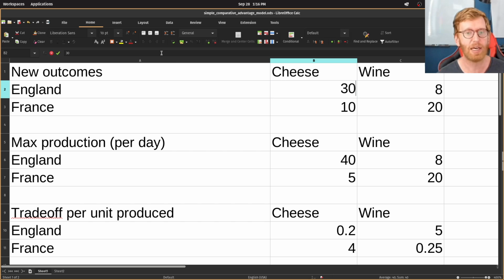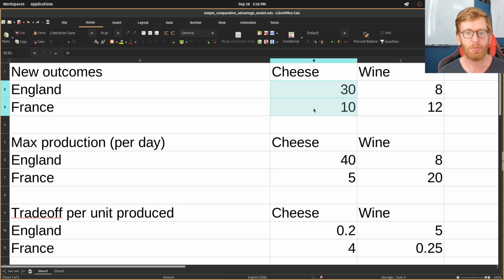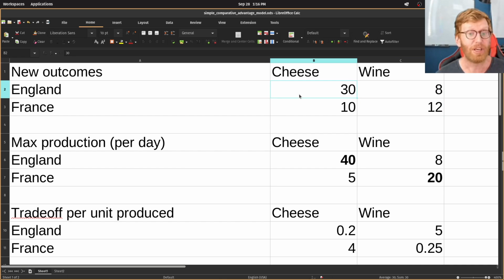They're going to be ending up with 30 plus the 8 units of wine, and France is going to be ending up with 12 units of wine. Right? So we're getting essentially these two selves. France spends all their time on wine, we get 20 units of wine. England spends all their time on cheese, we get 40 units of cheese. These numbers add up to that. I'm not going to automate that on the fly in front of you because this video will go on too long. So we compare that.